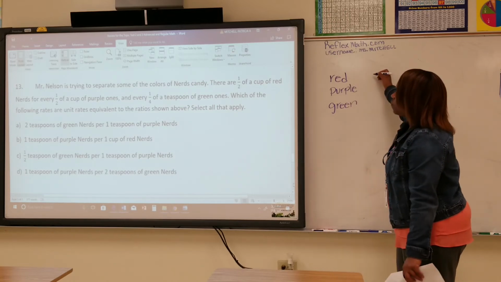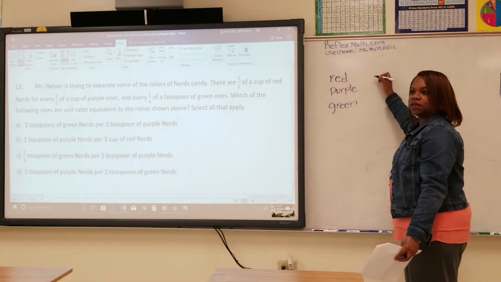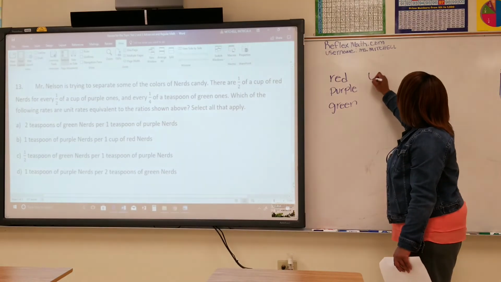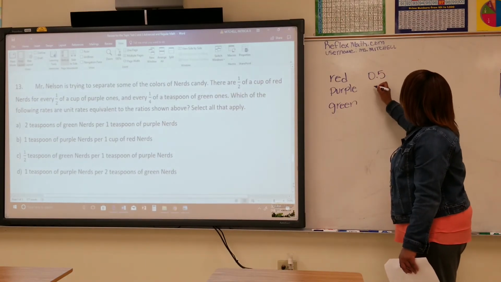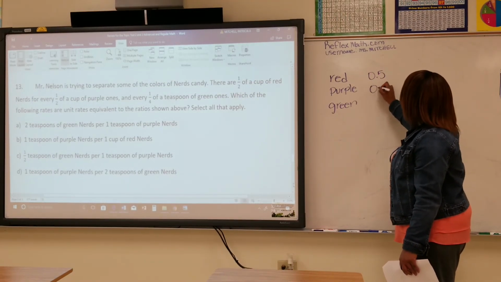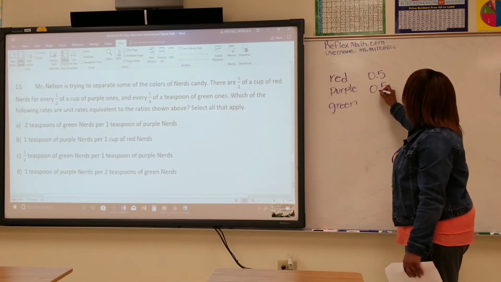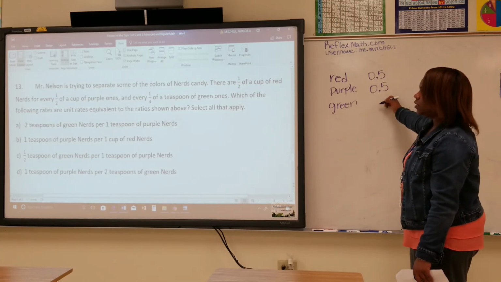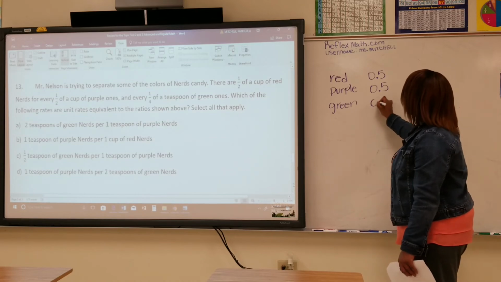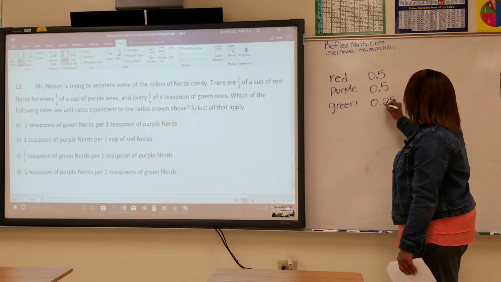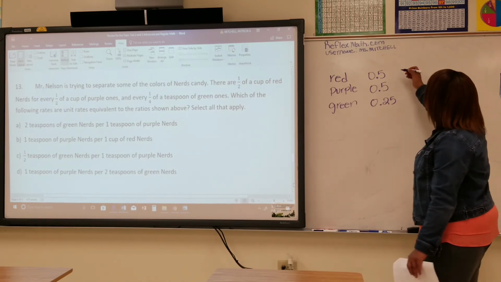All right, we have 1/2 of a cup of red. 1/2 as a fraction is written as 0.5 as a decimal. And then purple, same thing, 0.5. But now green is 1/4, and that would be 0.25. Okay?